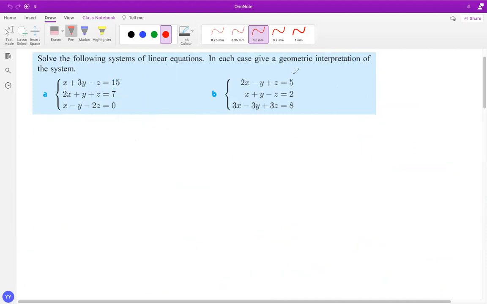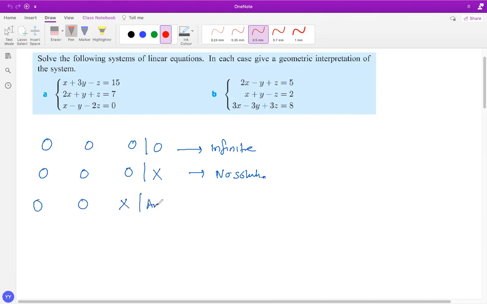So as a summary of this, if your last row is 0, 0, 0, slash 0, this is infinite solution. If you got 0, 0, 0, and non-zero, this is no solution. And if you got 0, 0, non-zero, and anything, this doesn't matter. This is called a unique solution. So let's take one more example that is a very favorite type of IB exam question.